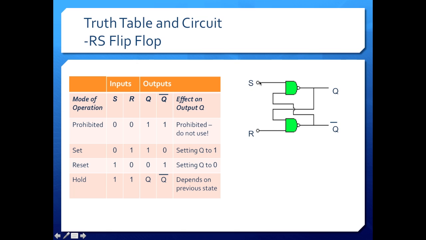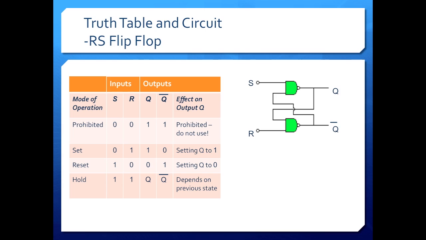And you can see that over here on the logic diagram, S and R and Q naught. Now what's different is I've added these modes of operation which I've already gone through: the prohibited, set, reset, and hold. And you notice that on the other side there's a column I've added called the effect on output Q. So really it's just an expansion of what the mode of operation is on the left.